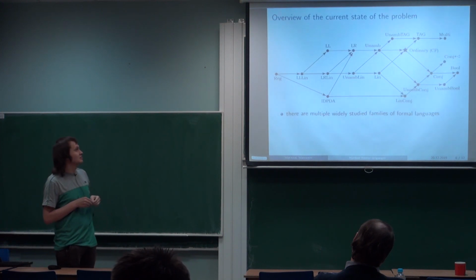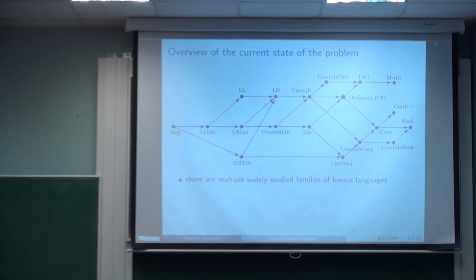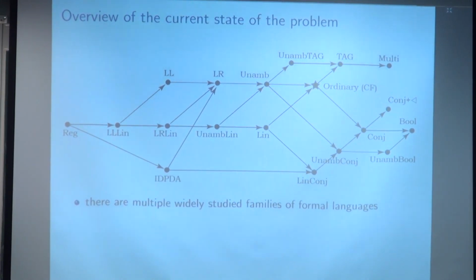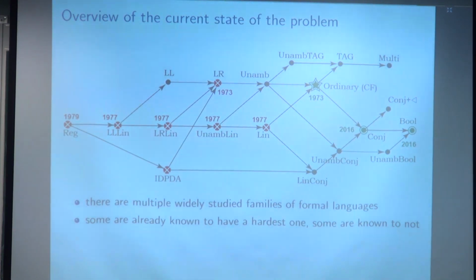This is a few of the grammar classes, well, mostly grammars. IDPDA is an automaton, but these are just some of them ordered by inclusion. And here are the results that are already proven. The languages marked in green have a hardest one, the languages marked in red have no hardest one.